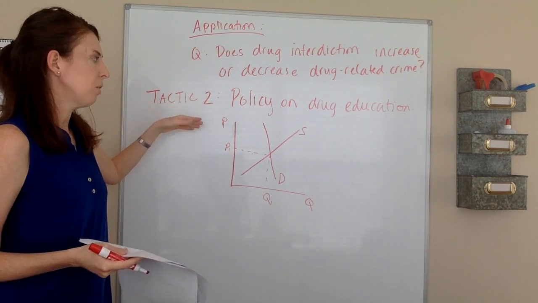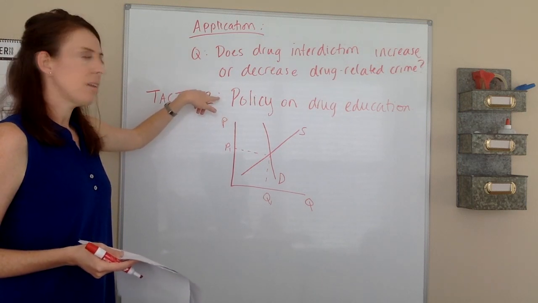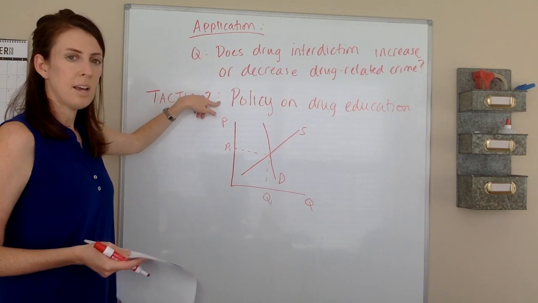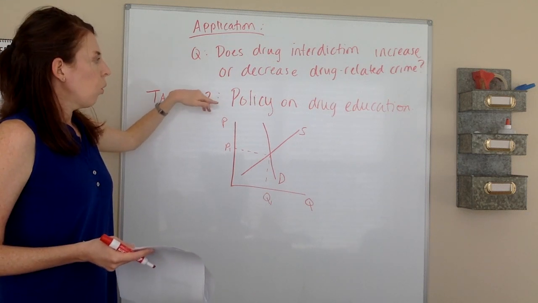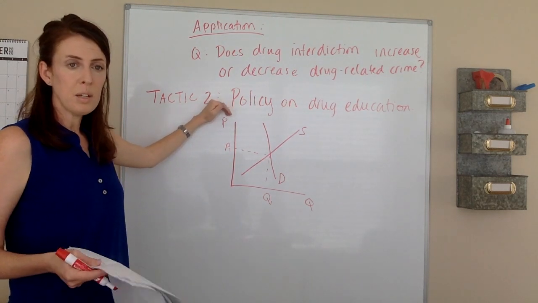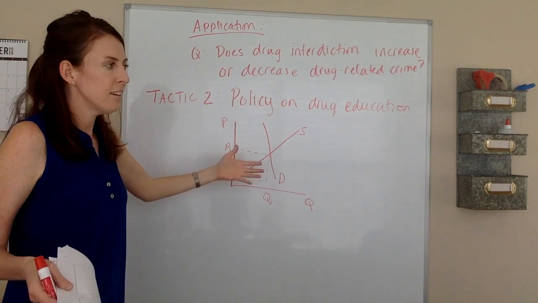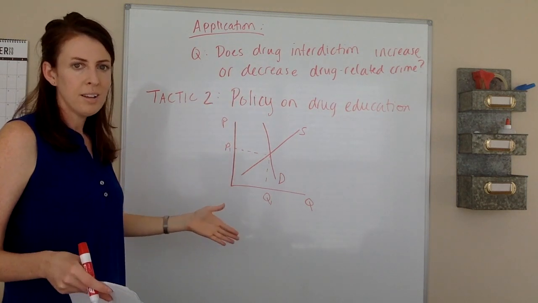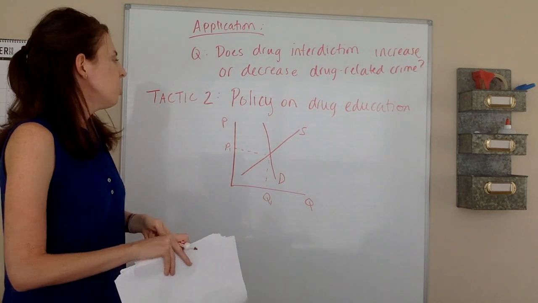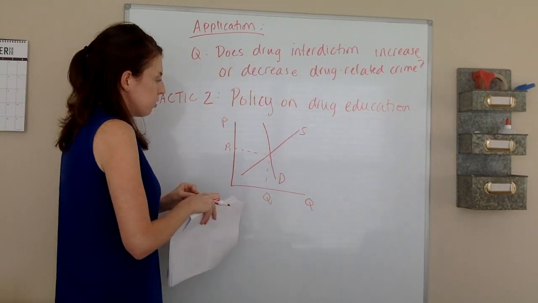Question number 1 that's relevant for us is, will this type of tactic cause a response on the demand side or the supply side? Well, this kind of policy is going to impact the demand because effectively they're appealing to potential consumers of drugs. They're going out and saying, do not take drugs. This is a message for potential demanders of drugs. So this is going to move the demand curve.